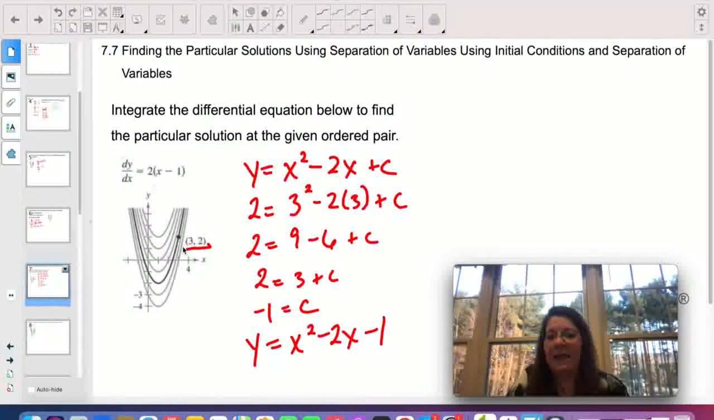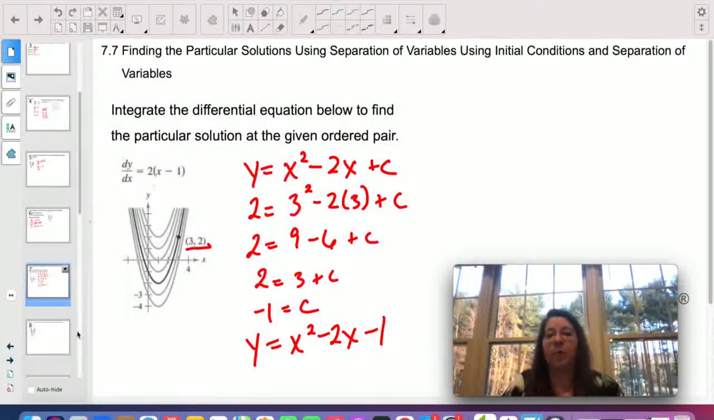Keep in mind, I could give you any ordered pair on this coordinate system to find the particular solution, and the c value that you get when you plug in other ordered pairs will most of the time be different. So you can have an infinite number of particular solutions depending on the ordered pairs that I give you. But each one of these is only going to have one answer, because we're only talking about the particular solution at a specific point.